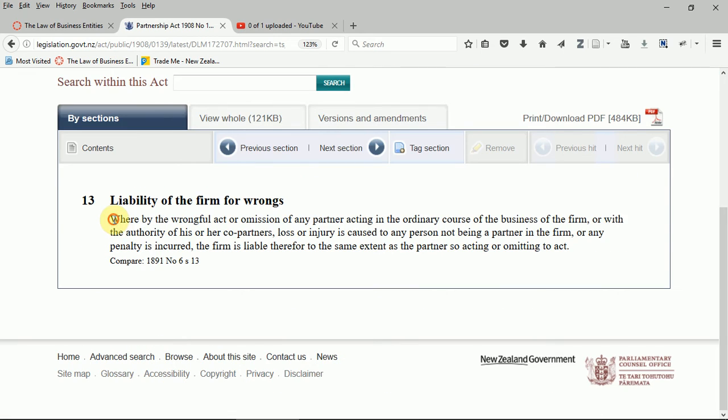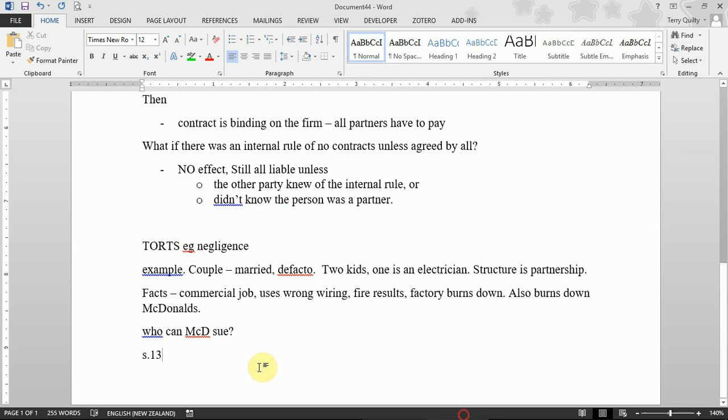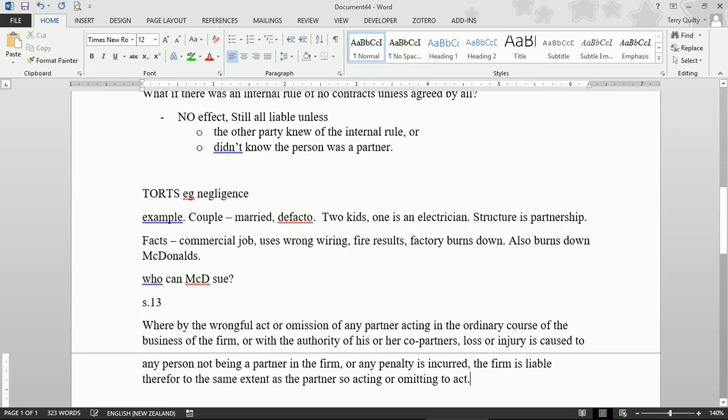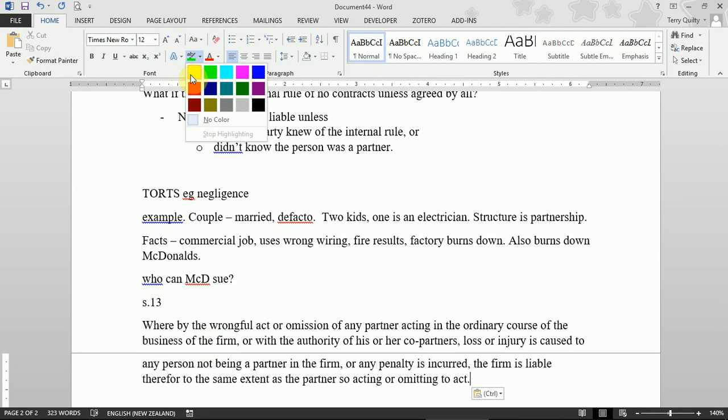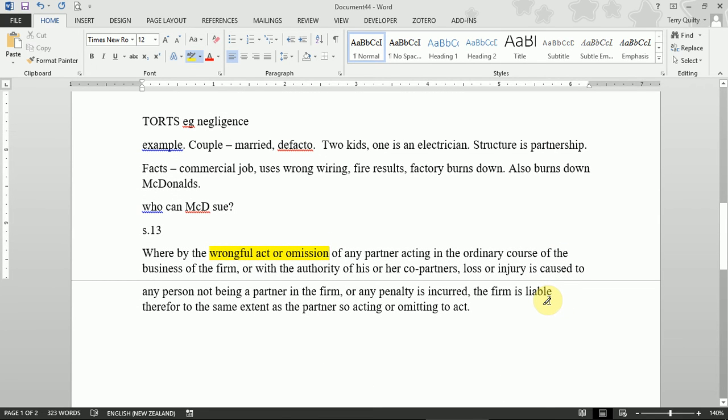So under Section 13, we have a little more straightforward, but it's much the same sort of issue without the exceptions. A wrongful act or omission. So you commit a tort or you fail. The electrician may have failed to use a fuse. That's an omission. They may have used the wrong wiring. That's an act. Either way, it's negligence. In the ordinary course of the business of the firm, then the firm is liable to the same extent as the person acting to any person who suffers a loss. So it's a very simple section.